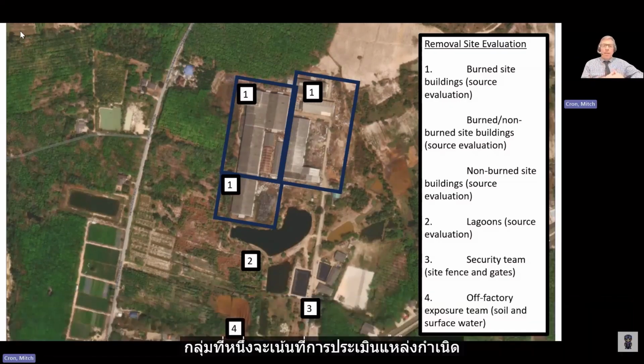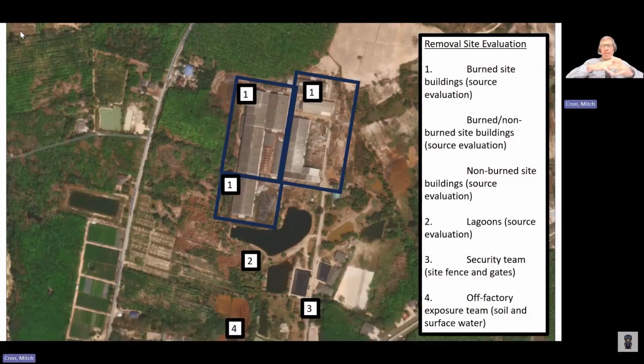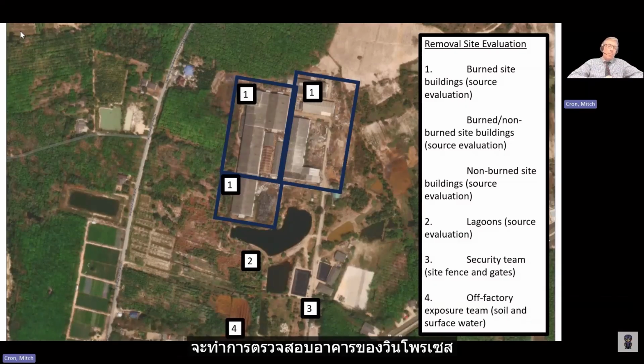Group number 1 is going to focus on evaluation of sources in the burned and non-burned site buildings. So group number 1 can be a decent sized group of Thailand regulatory personnel plus Taiwan Ministry of the Environment advisors. And that group is going to perform an inspection of the Win Process buildings.